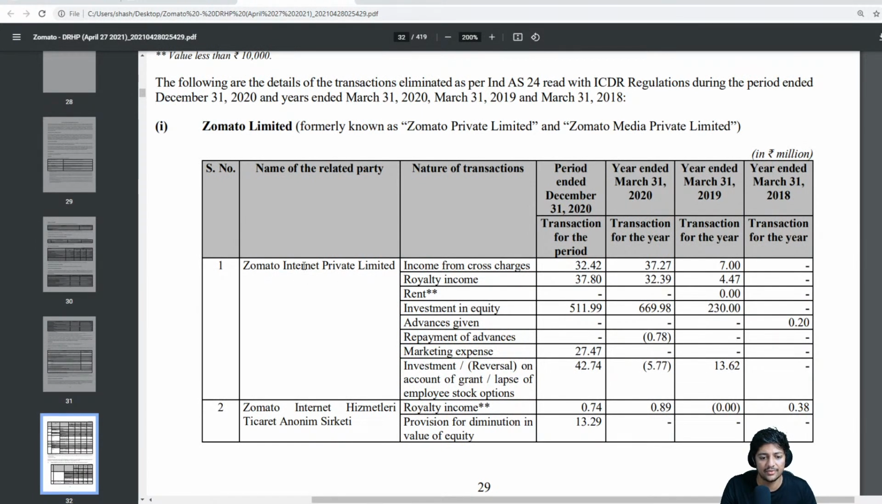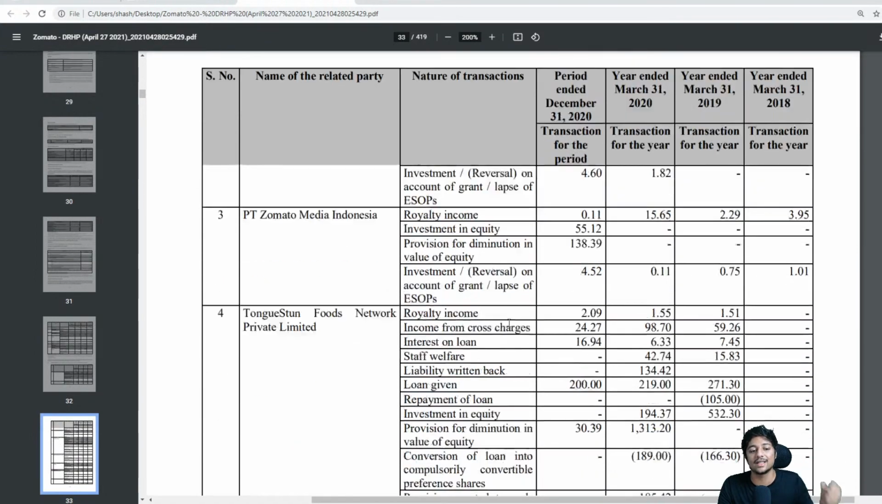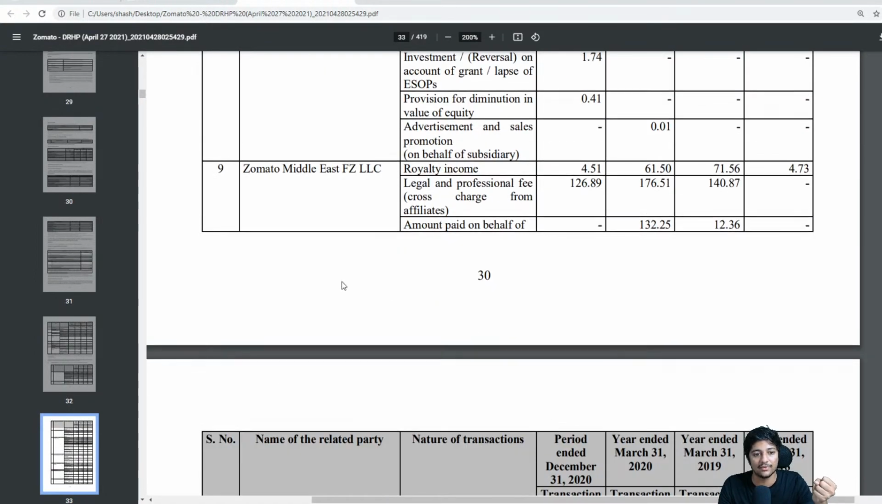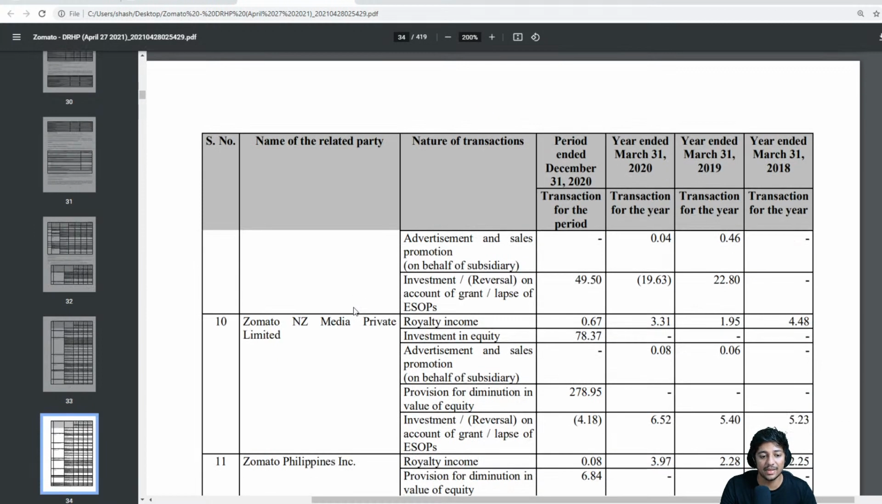It talks about the different subsidiaries that are there under Zomato itself. You can look at how they have to reveal how each subsidiary under Zomato has its own financials, and how everything comes up to the main company. And look at the number of companies that they have. Look at Zomato Middle East. They make money through royalty income, legal and professional fees, and cross charge from affiliates. In the Middle East, they make money like that.